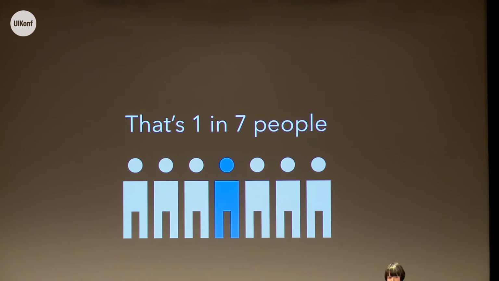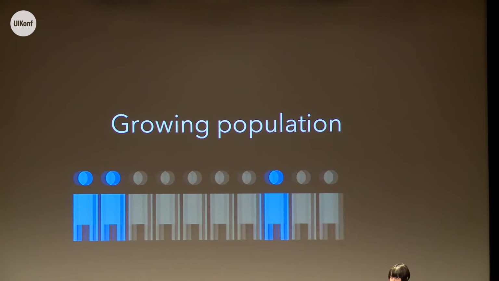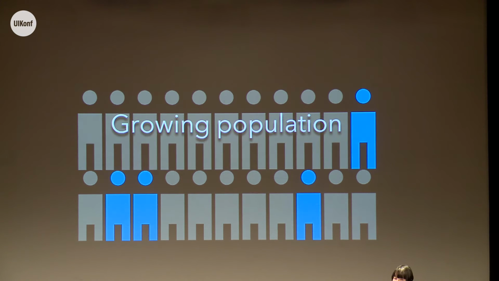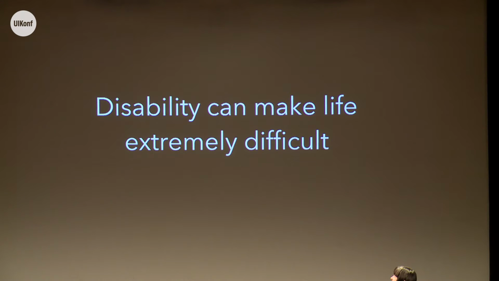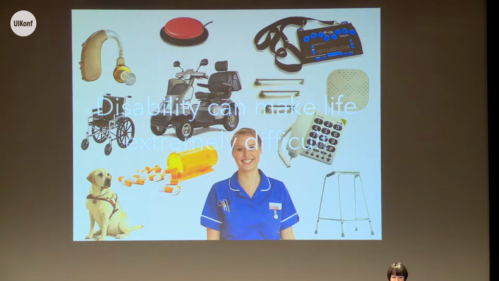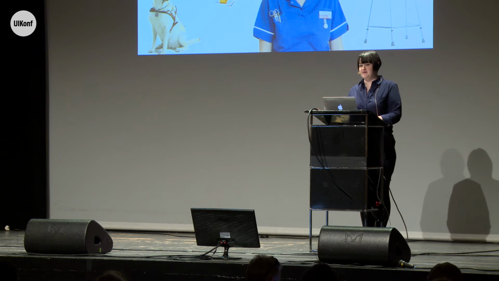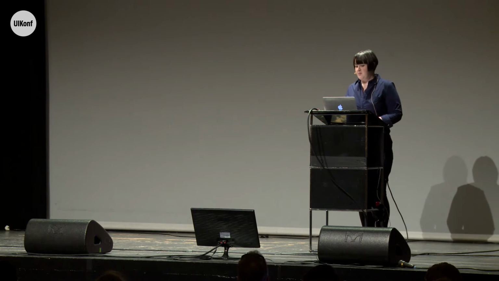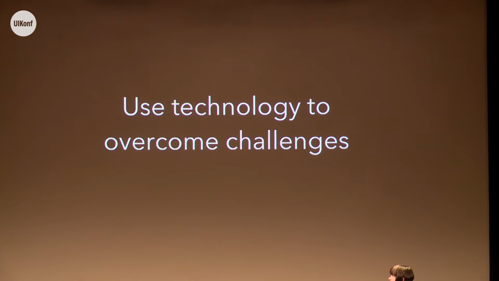There's currently more than 1 billion people in the world today that have some form of disability, and that's roughly 1 in 7 people. And it's a growing population, because more people are living longer, and the longer you live, generally, the more likely you are to have a disability. So having a disability can make life extremely difficult. Even just basic things can become whole planning exercises, weeks in advance. But we can use technology to overcome some of these challenges.